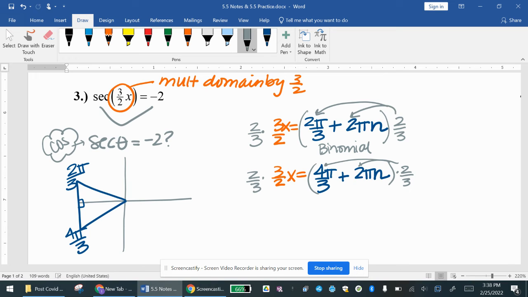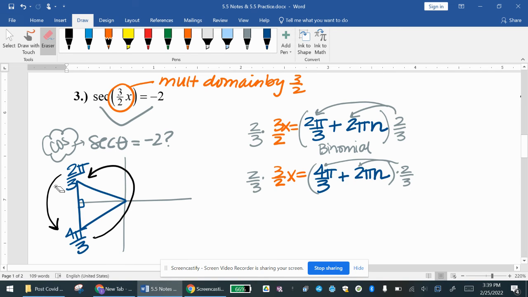Now, there's no way to condense the answers of 2 pi over 3 and 4 pi over 3. I forgot to mention that because they're not the same distance apart. So going left to right, 2 pi over 3 is 2 pi over 3 away from 4 pi over 3. But in order for me to get back, let me just draw this out. So from here to here is a distance of 2 pi over 3, but that's not the same distance as from here back over here. So you can't condense those answers. They have to be the same distance apart.